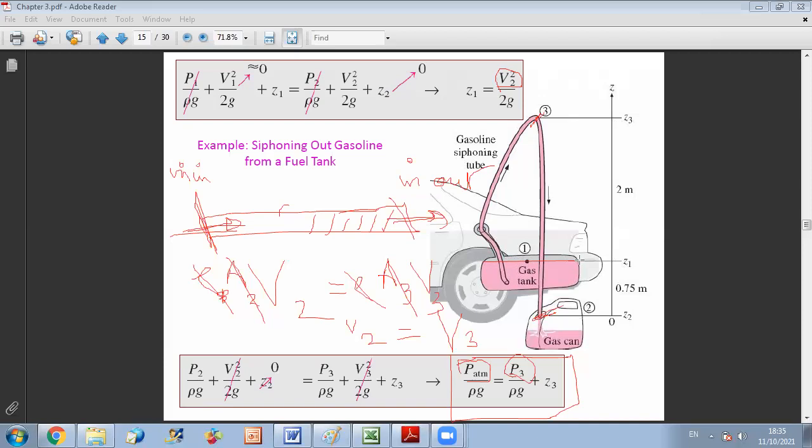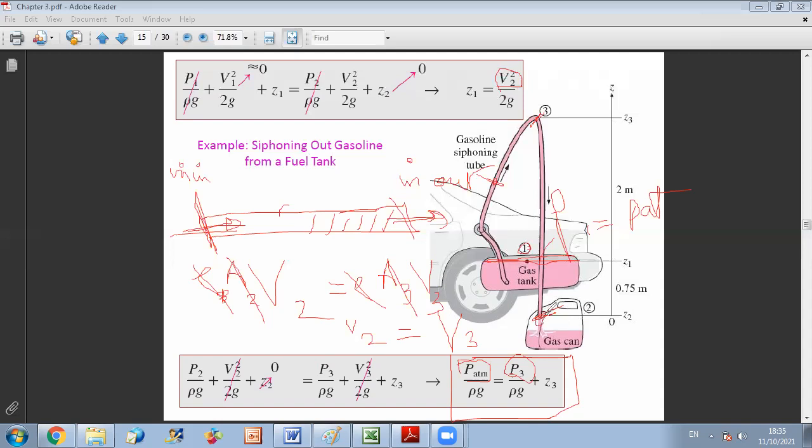Always try to select points where you know a lot of information. If I take a point here, for example, I don't know anything about it from the start. I don't know the velocity, I don't know the pressure. So this is why I try to use points where I know something. Here, at this level, I know that P is P atmospheric. I know that the velocity is very small because the area is large. So this is why it's good to consider this point.